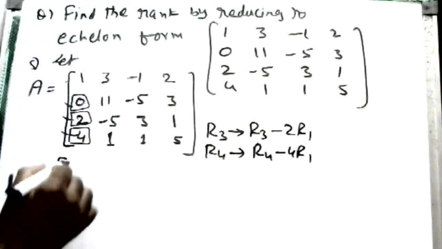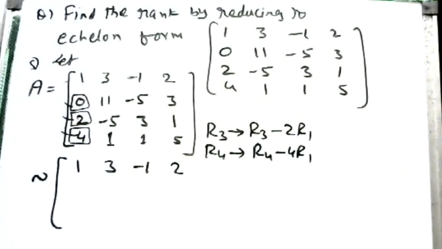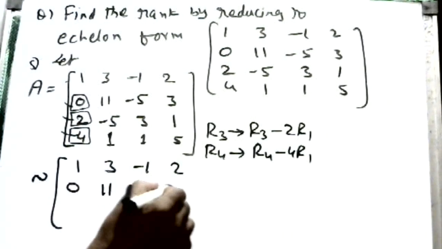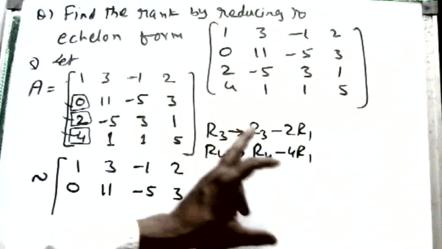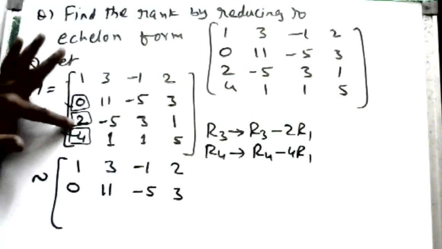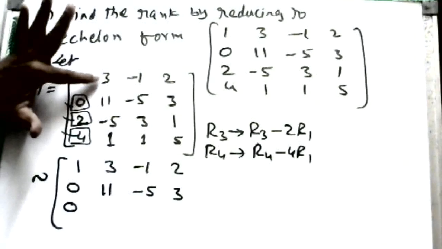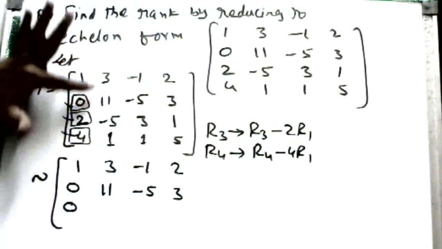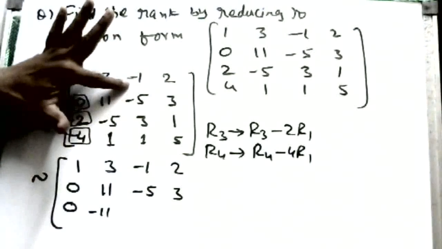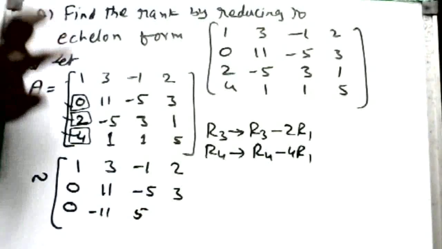See here, I'm writing it like this, equivalent to. First row we are not changing: 1, 3, minus 1, 2. Second row also we are not changing: 0, 11, minus 5, 3. Now third row, you see, R3 minus 2 R1. Minus 2 ones are 2, 2 minus 2, 0. 2 3s are 6, minus 5 minus 6, minus 11. Minus 2 times minus 1 is plus 2, 2 plus 3, 5.